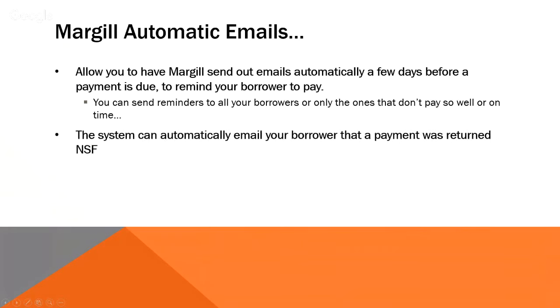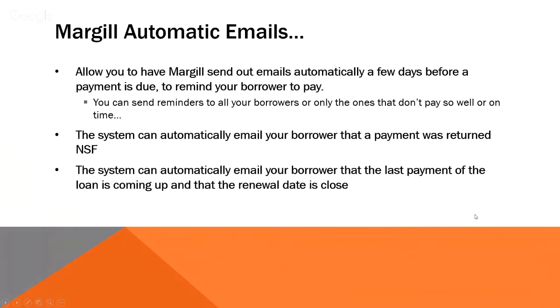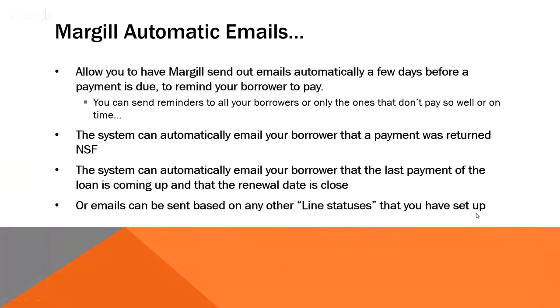The system can automatically email your borrower about a payment that was returned as not sufficient funds. You can also email your borrower that the last payment of the whole loan is coming up, so a renewal is pretty close. And finally, you can send emails based on any other type of line status that you have set up.